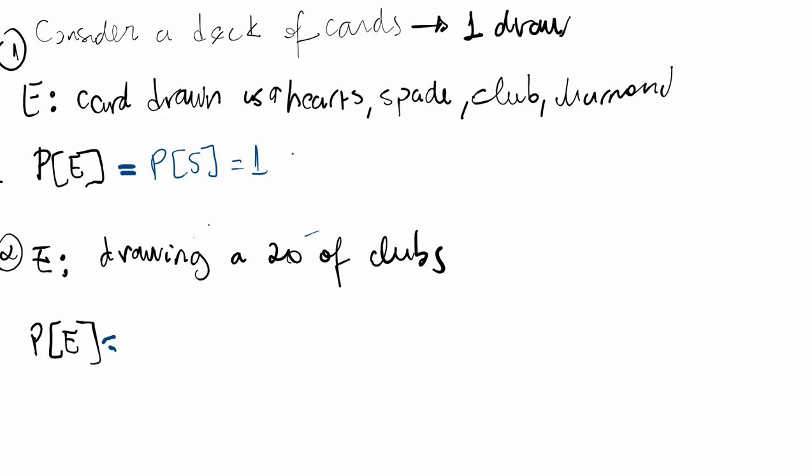All right. So the second question is drawing. What's the chance of drawing a 20 of clubs? Do we have a 20 of clubs, or 20 of hearts, or 20 of anything? What's the chance that I get this? It's 0. I'm certain that this event won't happen. So that's the probability of 0.